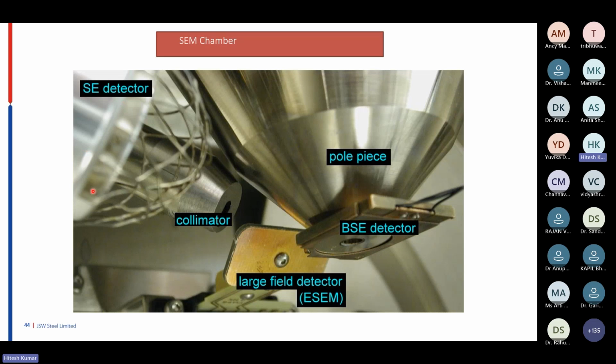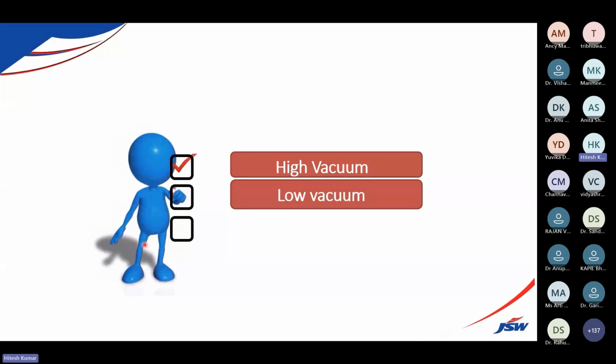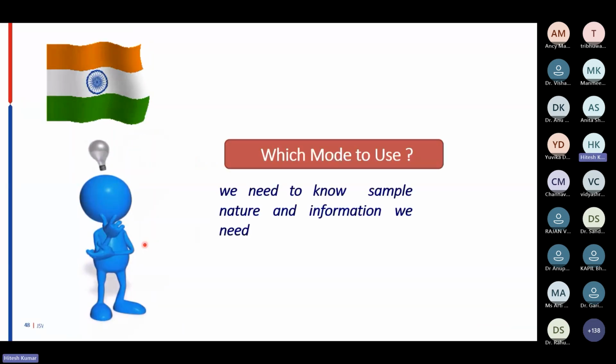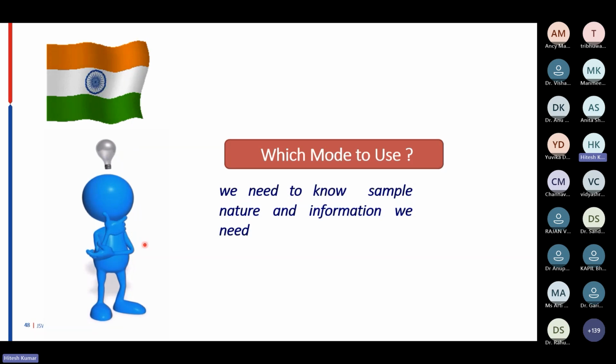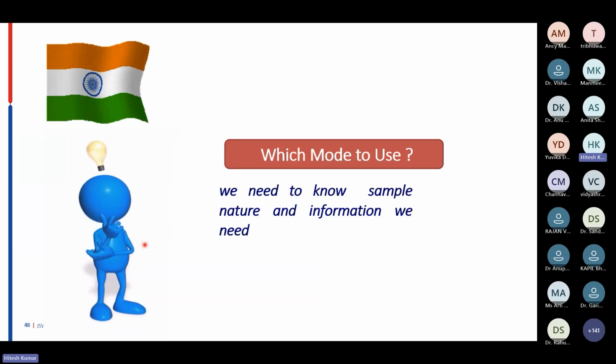Another is the collimator, as well as the scanning secondary electron detector. Near to this, there is an EDS detector, energy dispersive spectroscopy, which is basically used to find out the chemical composition of your sample. So there is high vacuum, then low vacuum, and then the ESEM. Which mode to use? For that, you need to know what type of samples you have and what type of information you want to capture from your sample.